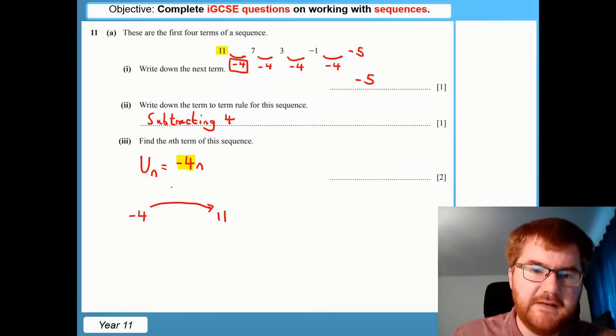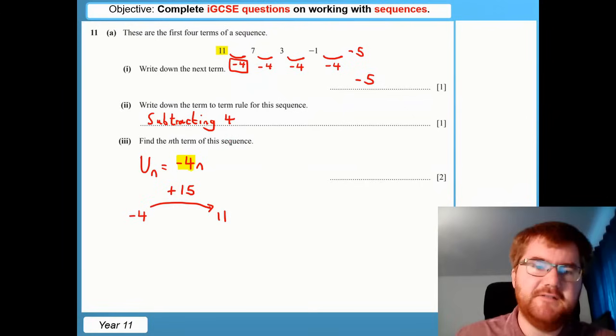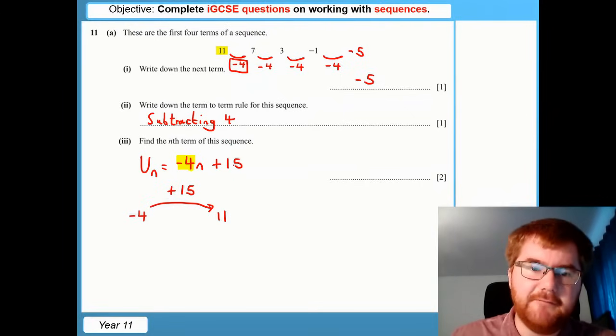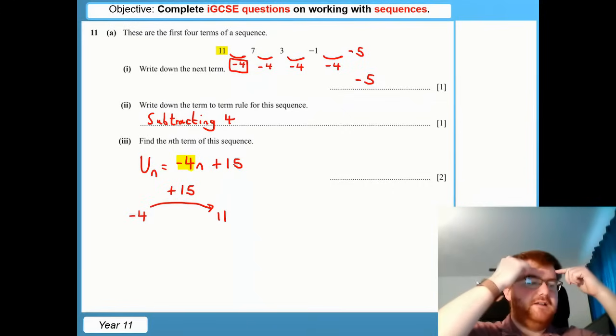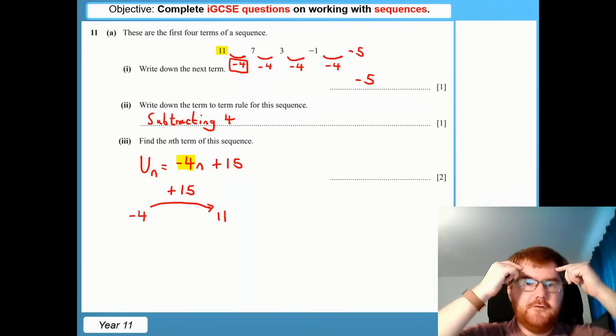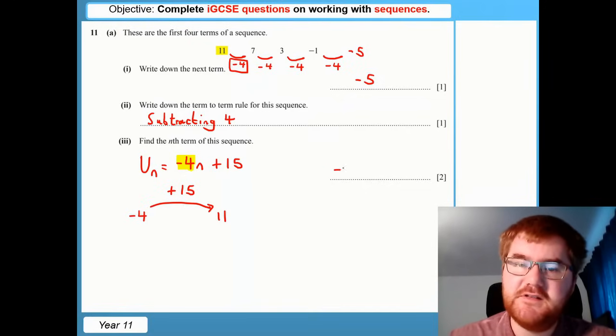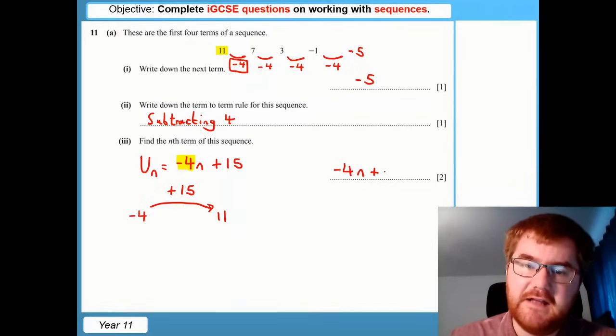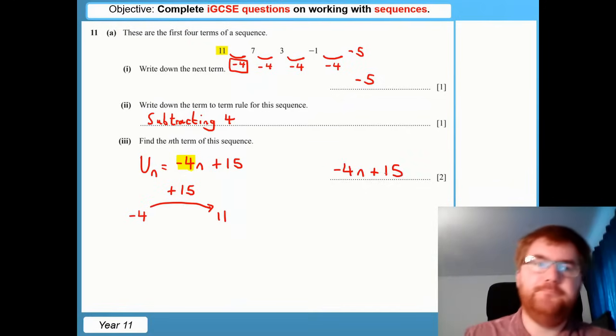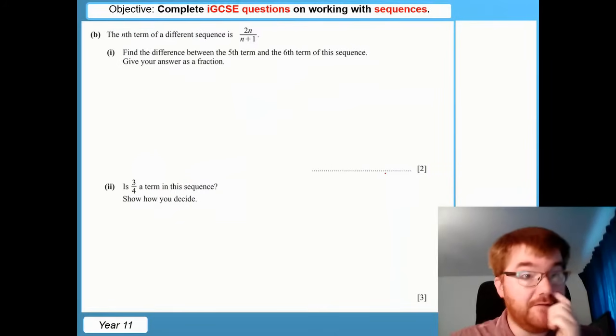Well, that's going to be plus 15. So this is where that 15 comes from. I'm thinking in my mind here, what do I do to minus 4 to get to 11? Well, that's going to be 15. So that's our answer, minus 4n plus 15. On to part B of this question.